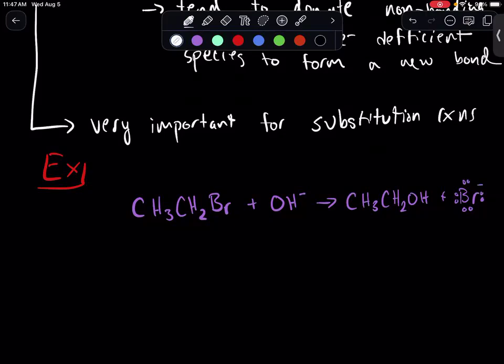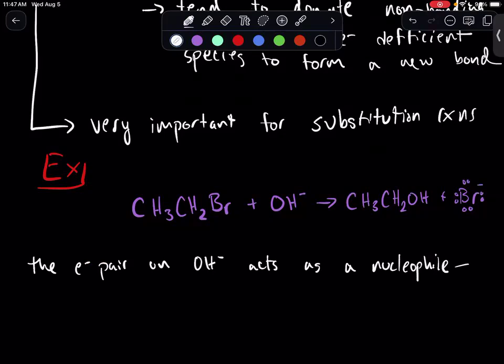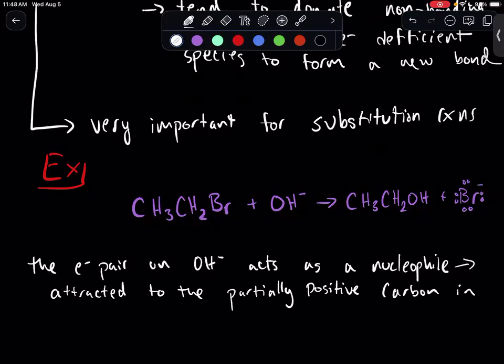More specifically, what is occurring here is the electron pair on hydroxide acts as a nucleophile. And we're going to use reaction mechanism to show this as well. It is attracted to the partially positive carbon in the carbon-bromine bond.